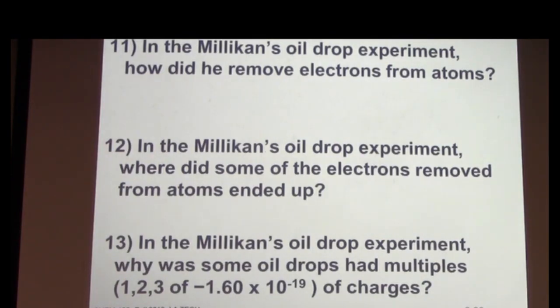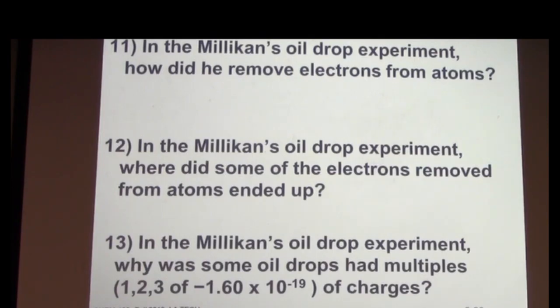In the Millikan oil drop experiment, how did he remove electrons from atoms? Ionizing radiation. X-ray. Yes, X-ray source. So the X-rays will ionize the gas in the chamber, all right?